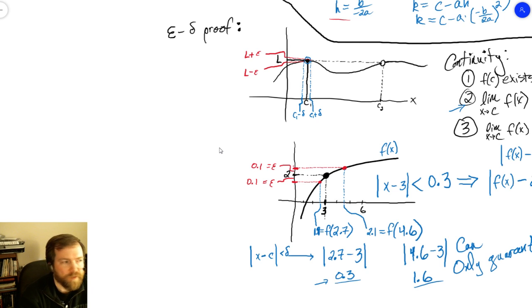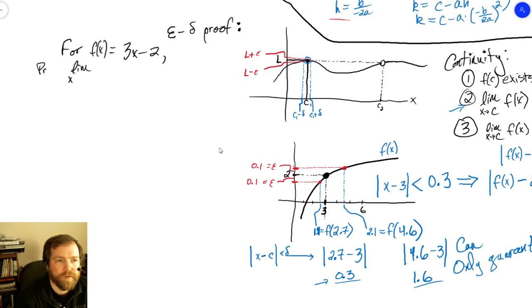So the Epsilon-Delta proof says that, like, for f of x equals, I don't know, they usually do a linear function, so it looks kind of stupid when you're doing this. 3x minus 2, prove the limit as x approaches 4 of f of x is equal to, well, let's see, that's going to be 10.